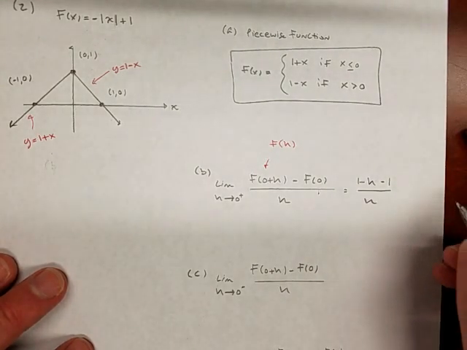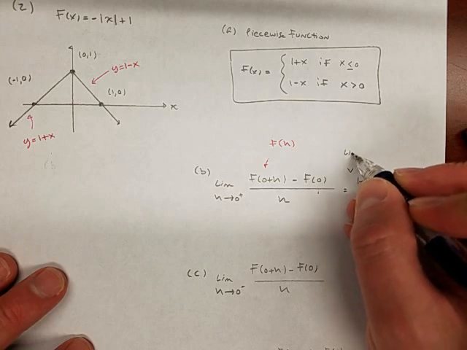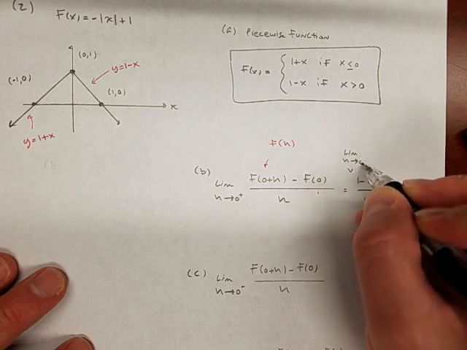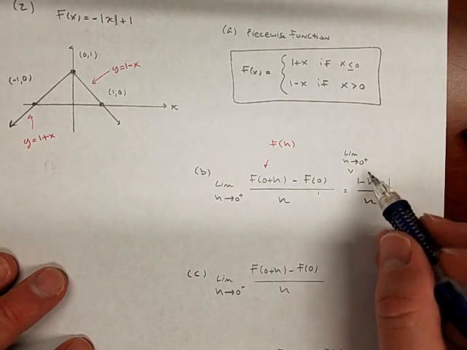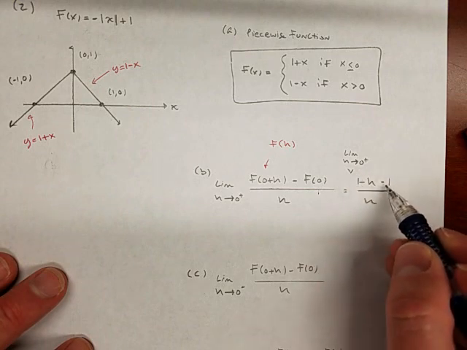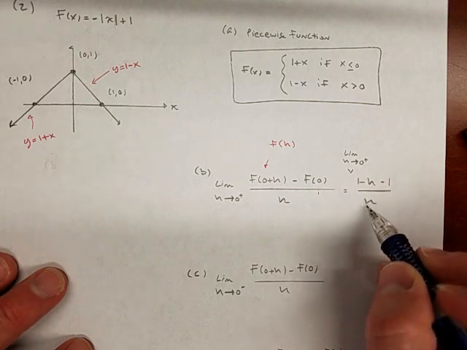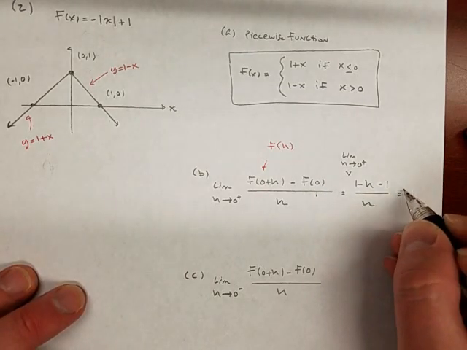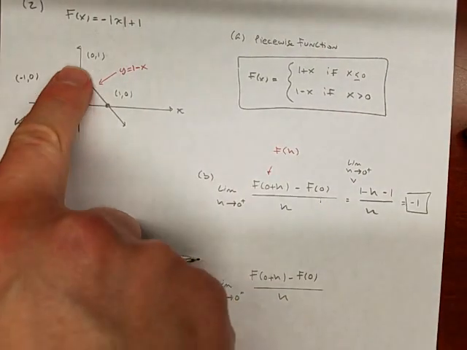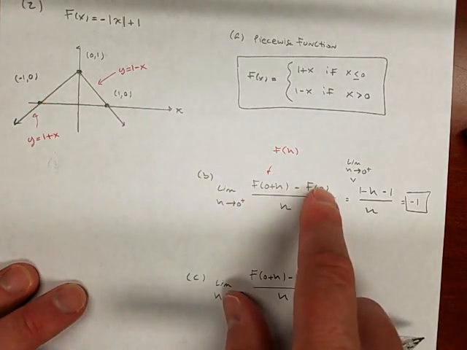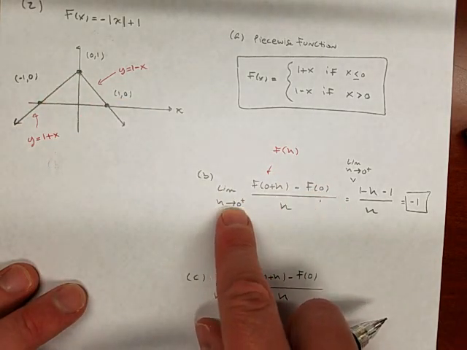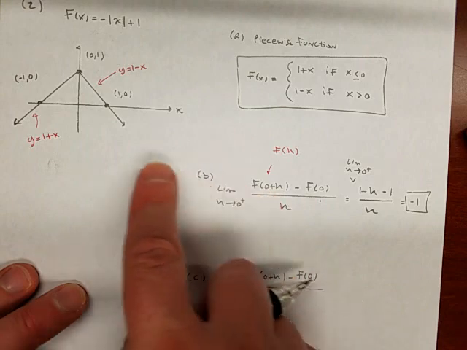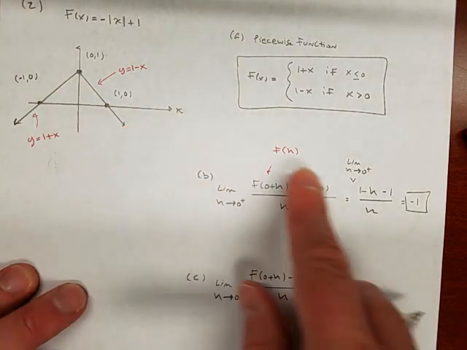I forgot the limit. h goes to 0 from the right. Okay, what's that reduced to? 1 minus 1 is nothing. Then negative h over h is -1. -1. Well, what does it look like the slope is from here to some spot on the curve to the right? -1. All right, I'm not surprised about that.